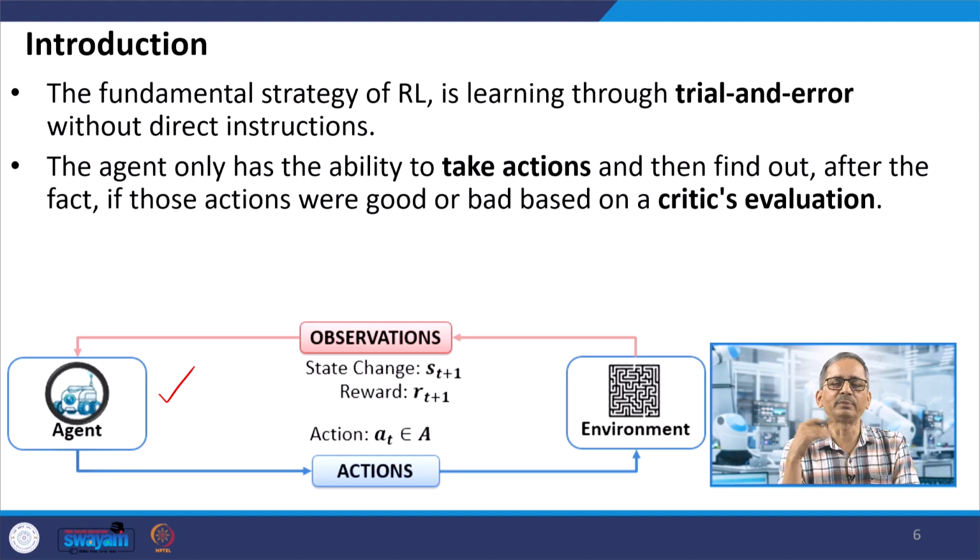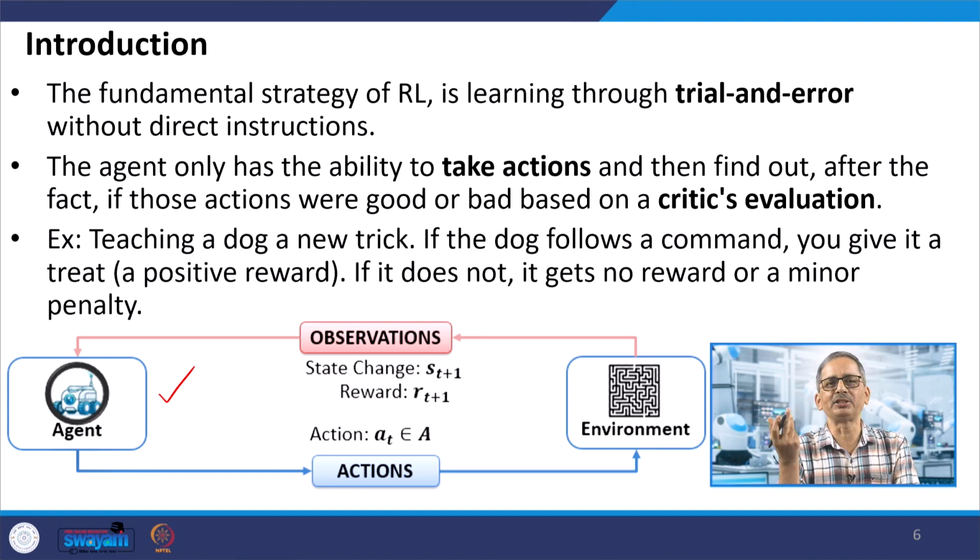Here the agent only has the ability to take an action and then find out afterwards if the action was good or bad, based on a critic's evaluation. For example, teaching a dog a new trick: if the dog follows a command, you give it a treat, which in terms of machine learning we can call a positive reward, and if it does not, it gets no reward or a minor penalty.